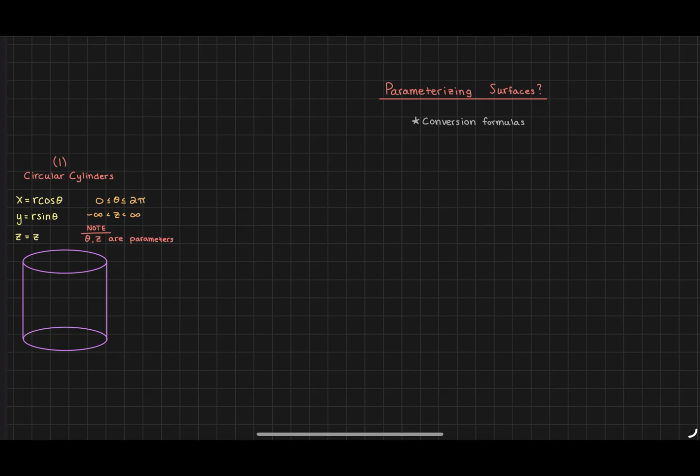So for the bounds, we know that theta goes from 0 to 2 pi, therefore those are going to be our bounds. And as for z, it can go as far as negative infinity to infinity, realistically. So those are the bounds on our parameters for circular cylinders.